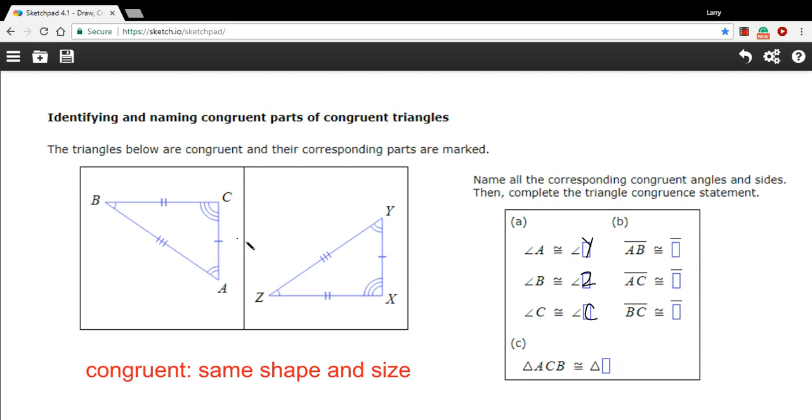And they do the same thing with sides except with these little hash marks. So you've got a side with one hash mark, two hash marks, three hash marks. So this side, AC, is going to be congruent to XY. Let's see, that would be this one, XY. And let's see, we're looking for AB. So AB has three hash marks. That's congruent to YZ. And side BC has two hash marks, so that is XZ.